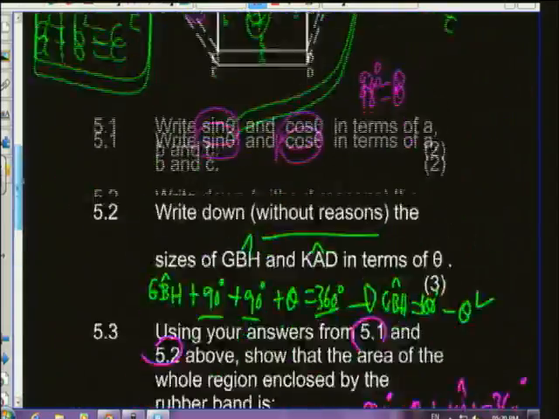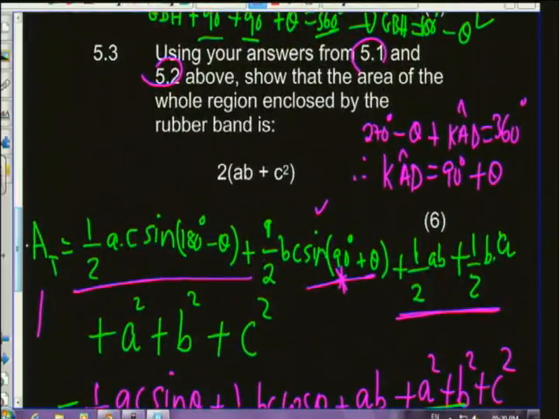So, in other words, we have now proved, using all that information that was given to you, that the area covered by the rubber band, using those triangles and also the squares, is given by 2 bracket AB plus C squared.